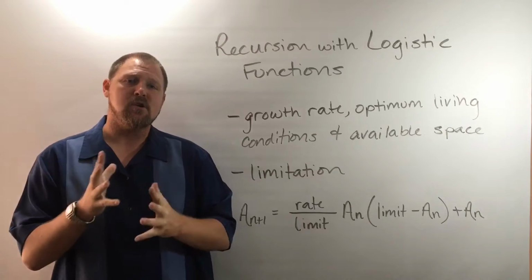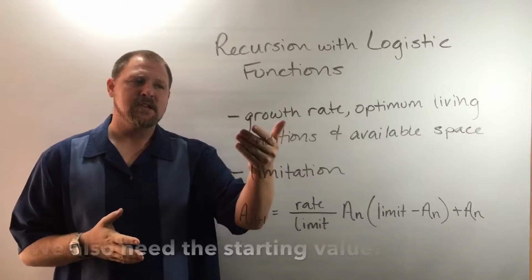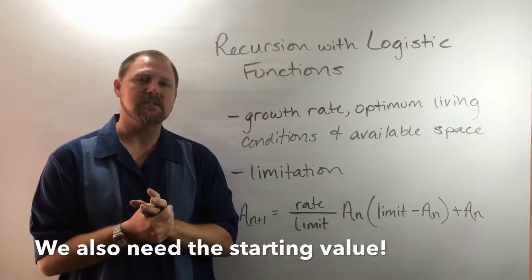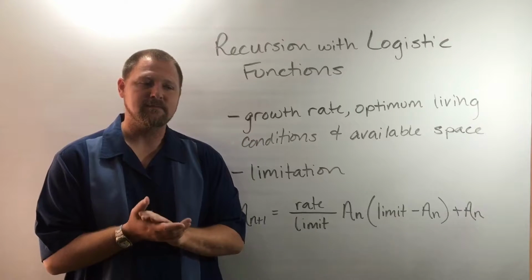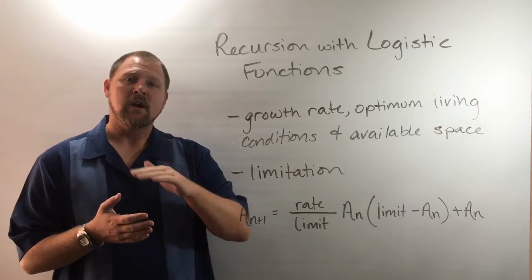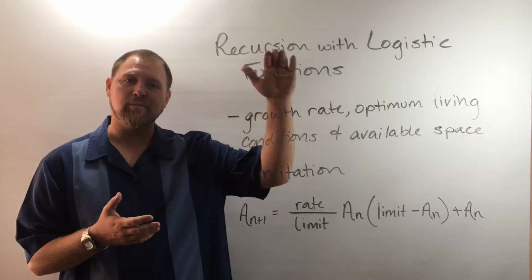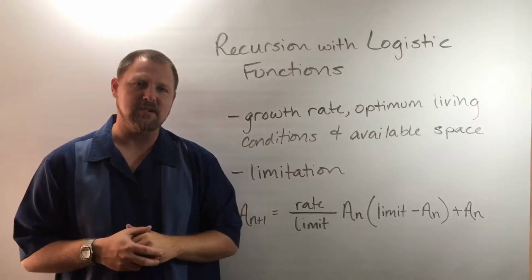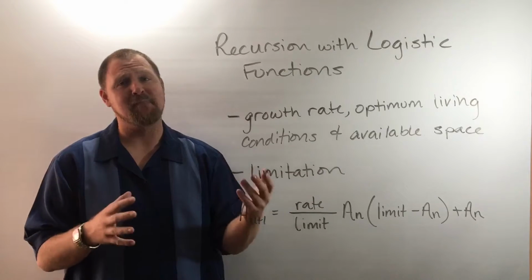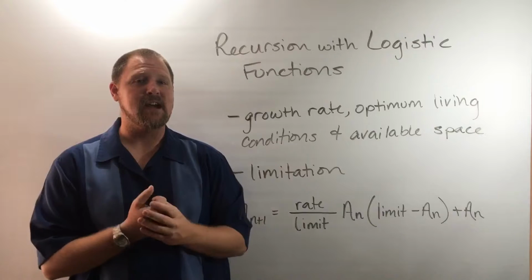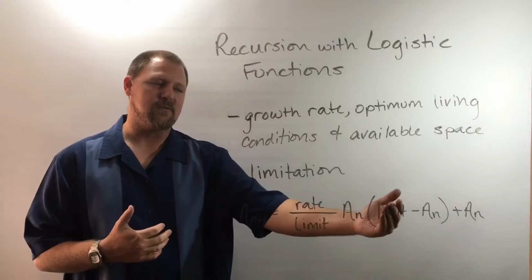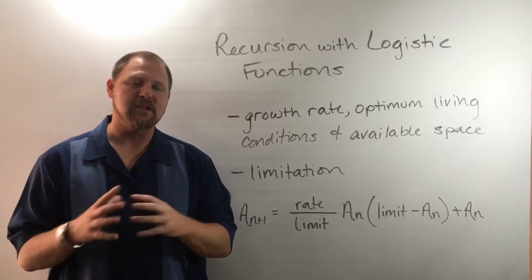So when we create logistic function equations and problems for our students to try to solve and analyze, the things that we need are the growth rate, the optimum living conditions, and the available space. That's going to allow us to calculate what I like to call our limitation, or on that 4 stages of growth where the equilibrium occurs. This is also known as the maximum sustainable growth. But I like to call it limitation because saying maximum sustainable growth 1,000 times in 4 different classes is going to get old. So limitation.